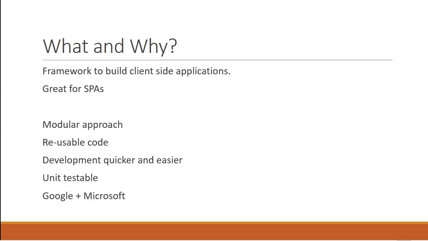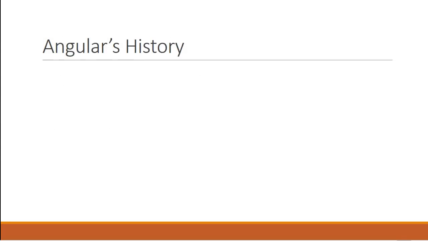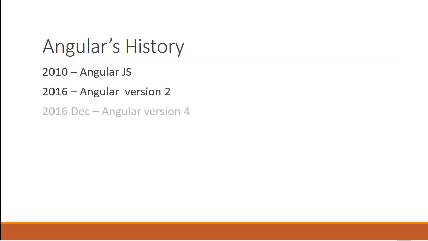With that, let's take a brief look at Angular's history. The first version of Angular, which is popularly known as AngularJS, was released in 2010. This was a huge hit, and a lot of organizations started using AngularJS to build their enterprise applications. But then in 2016, Angular version 2, which was called just Angular, was released. It was announced that AngularJS will refer to the 1.x versions, and Angular without the JS will refer to versions 2 and up. In December 2016, Angular 4 was announced.